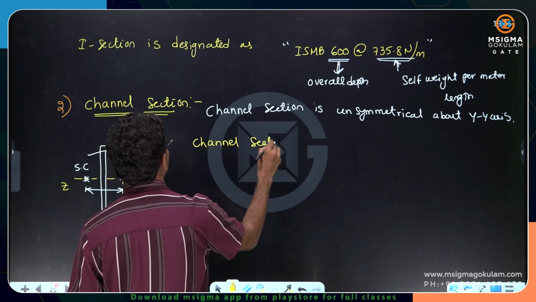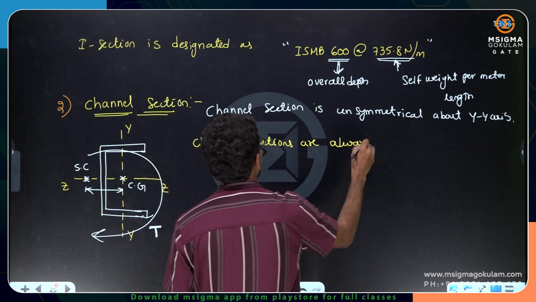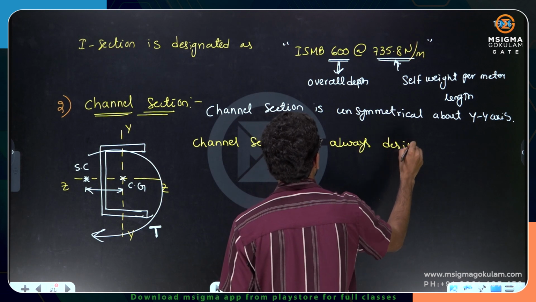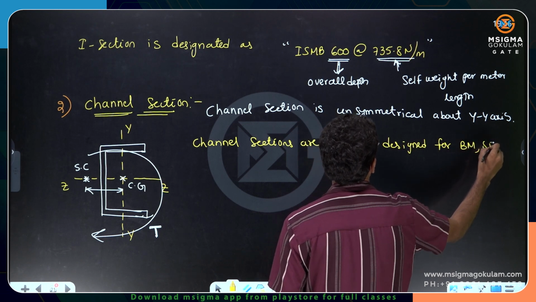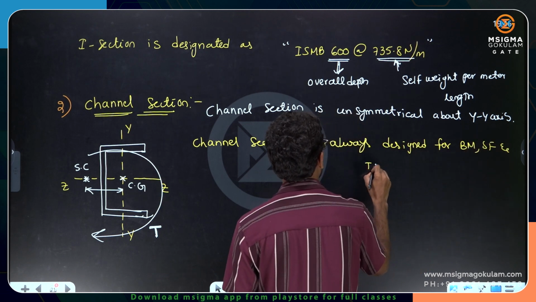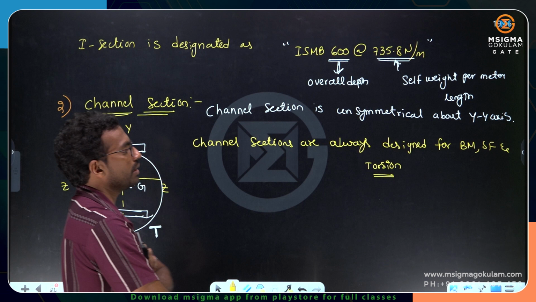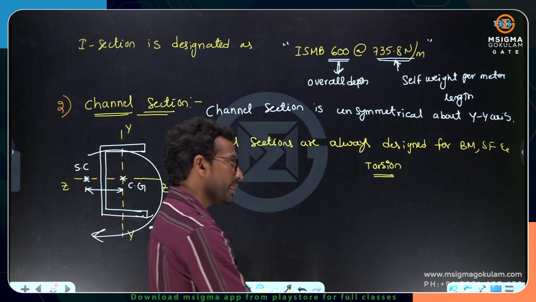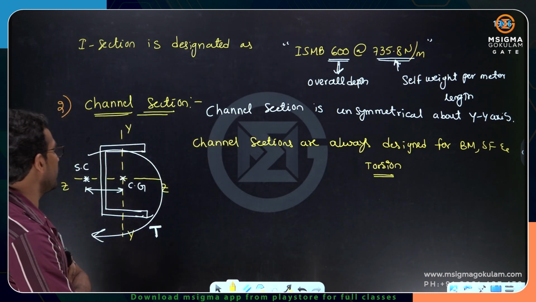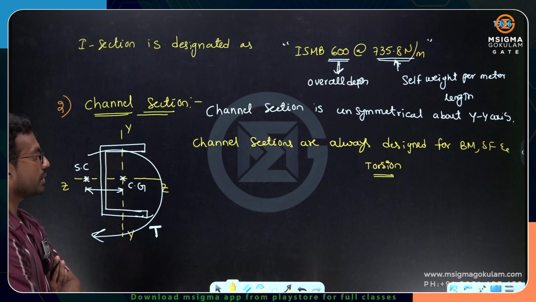Channel sections are always designed for bending moment, shear force and torsional effects. Torsion must be there. So that is another typical task every engineer has to focus on, okay. But in the I section, we need not design for torsion. That is what I told.